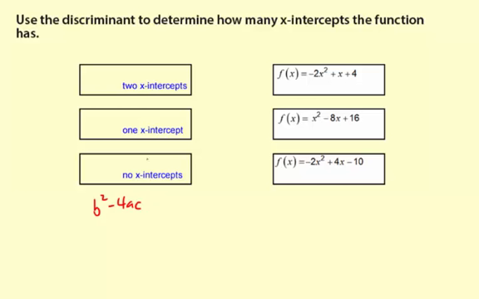And the idea is, well, if that discriminant is positive, you're going to have 2 x-intercepts. If the discriminant is 0, you're going to have 1 x-intercept. If the discriminant is negative, you're going to have no x-intercepts because there'll be no real solutions.